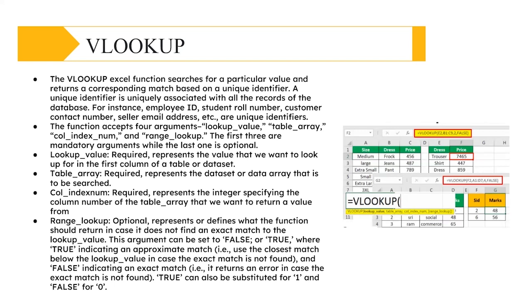If you see the definition, it says optional, and it defines what the function should return in case it does not find an exact match to the lookup value. This argument can be set to false or true, where true indicates an approximate match, that is, the closest match to the lookup value in case the exact match is not found, and false indicates an exact match, that is, it returns an error in case the exact match is not found. True can be substituted with 1 and false with 0. So instead of writing false, you can write 0 as well.